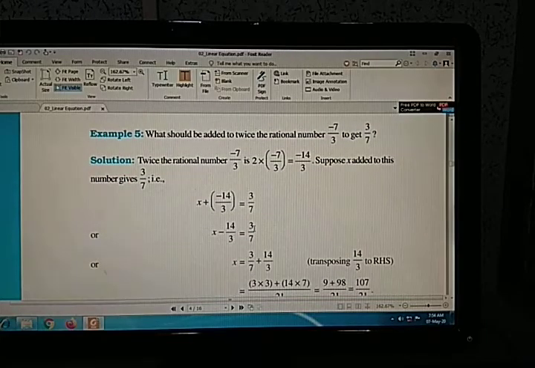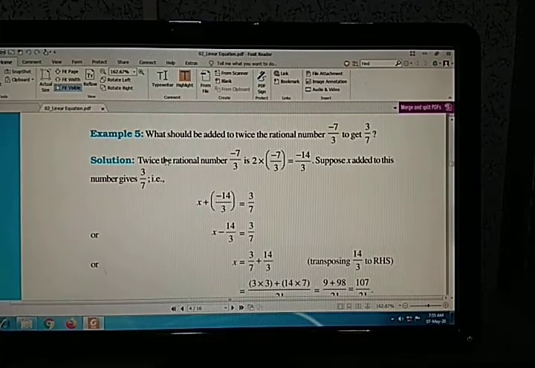Now next, example 5. Here, what should be added to twice the rational number, this, to get this? What we will add to twice this rational number so that we get this value. So here also we have to consider a variable x. Now you might be thinking why we are always considering the variable to be x. This is just a general phenomenon. We can also use any other variable if we want. There is no restriction, but yes, we have to use only one variable. We cannot use x and then y also. No, not like that. Since most of the time we use x, we are also using x here.